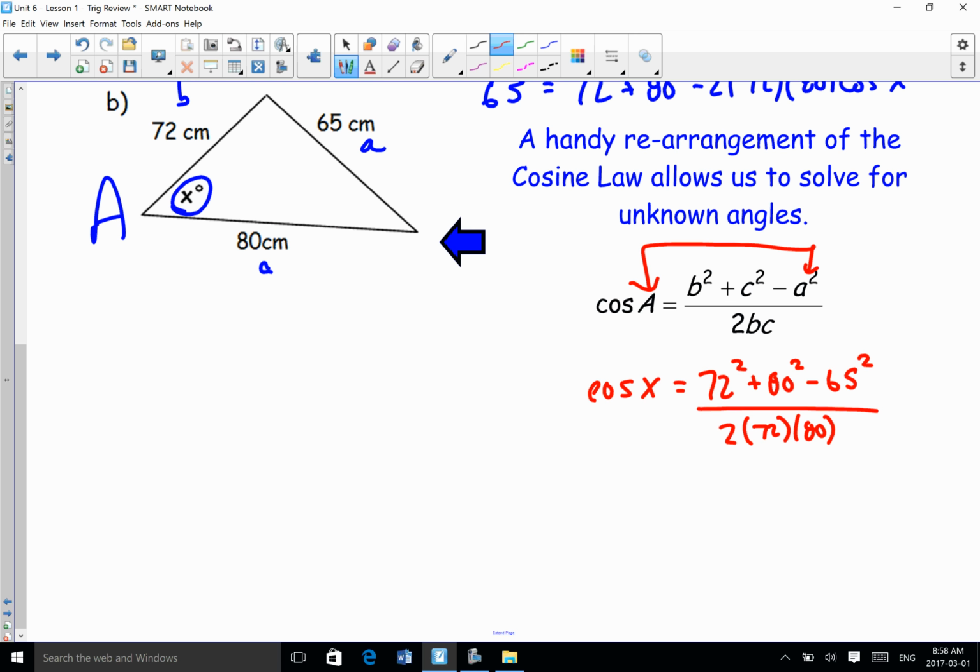Now I'm looking for an angle, so I'm going to have to do an inverse. To do an inverse, we like to have that fraction. So we're going to do each part separately. We're going to figure out the top number. We're going to figure out the bottom number. Make our life easier. Okay?